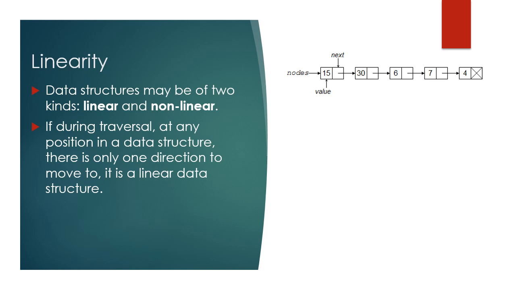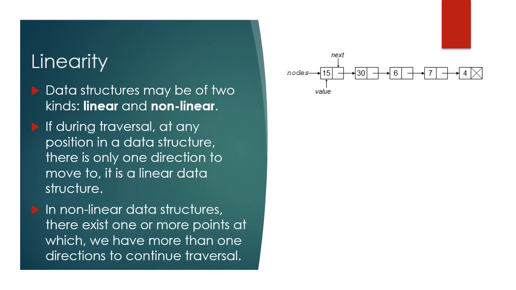Try traversing through the list. We start at the node pointer and move to the node containing 15. This node points to the one containing 30. Standing on one node, I have a pointer to move to only one node, which is the next node. You can see that traversal in a linked list will always be in a fixed direction. That is, we go from 15 to 30 to 6 to 7 to 4. So the linked list is a linear data structure.